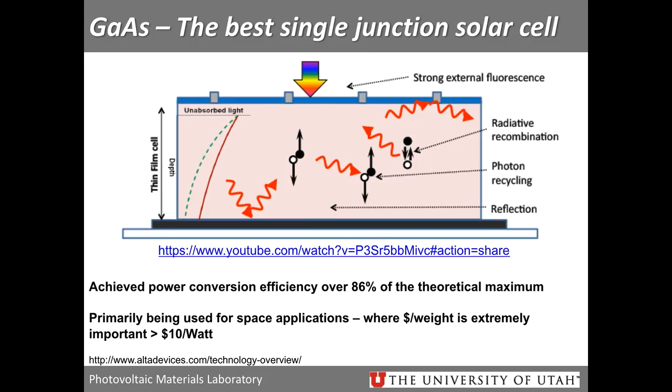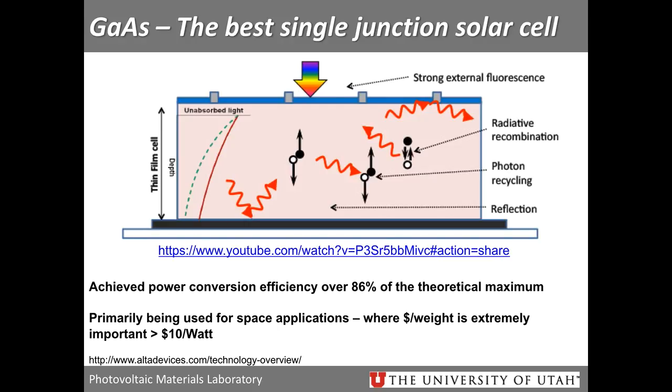So gallium arsenide is, from a device physics standpoint, the best single junction solar cell in existence. It is traditionally grown epitaxially. So you grow it on a perfect gallium arsenide wafer, and you grow your single crystal gallium arsenide on top of that. And so you have essentially as close to a perfect semiconductor crystal as you can get. And if you look at it versus band gap, it achieves a power conversion efficiency over 86% of its theoretical maximum, which is pretty astounding.